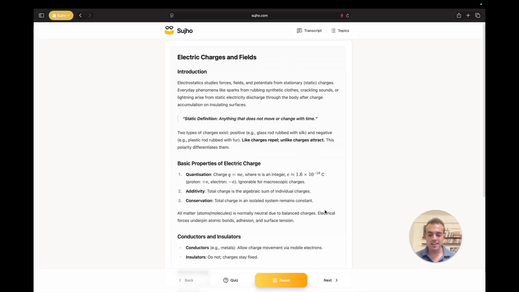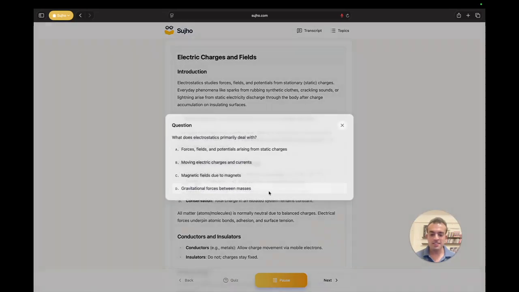Okay, you guys get the idea. Let's try some questions. Let's break down each option. Is it A, forces, fields, and potentials arising from static? It's electric. So I don't think it could be C because it's not magnets, or D, gravitational.